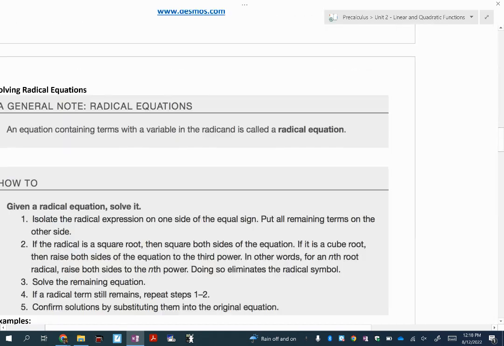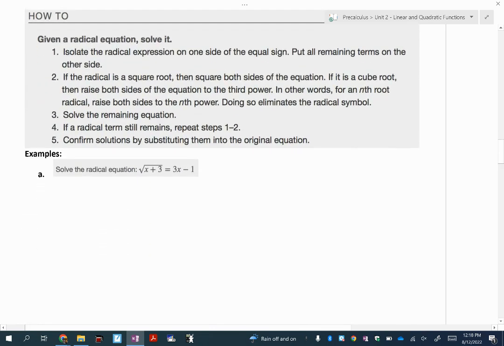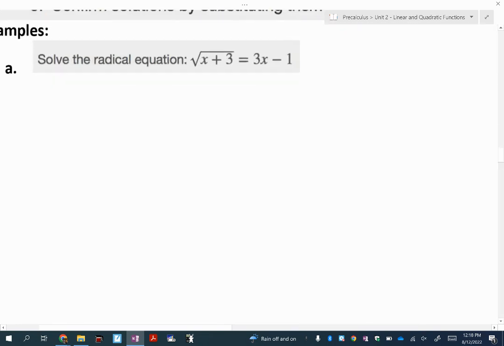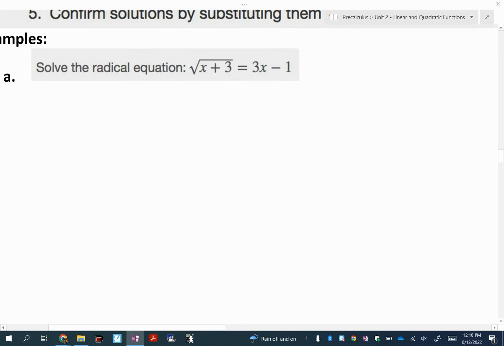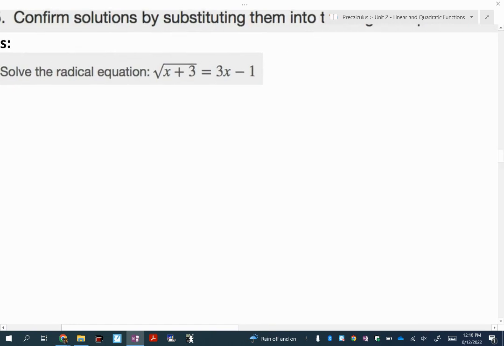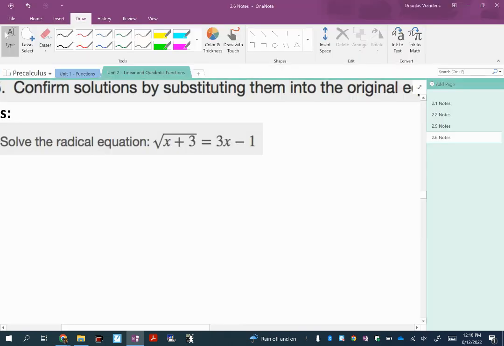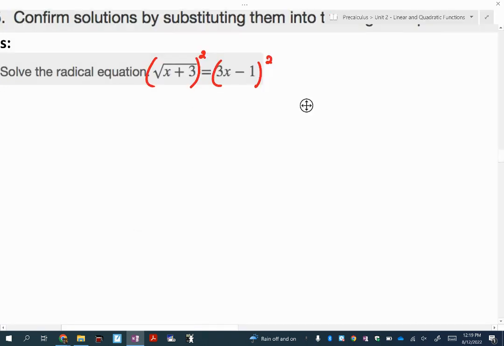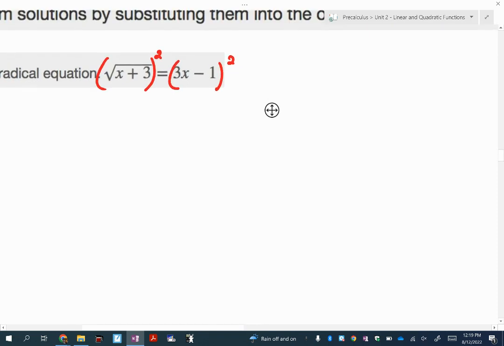Let's move on to radical equations. All right, key thing here is you want to make sure that the radical is isolated. And in this case, they've already given us one that's isolated. So I'm going to square both sides right away. So I'm going to raise both sides to the second power. And this can be where some mistakes happen if you have not mastered how to expand a binomial squared. So this just becomes x plus 3, right?